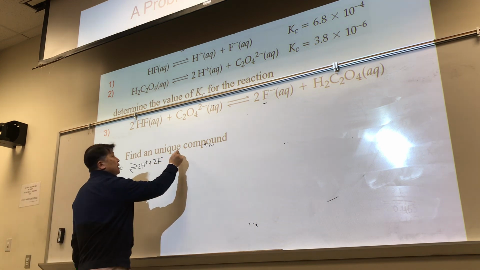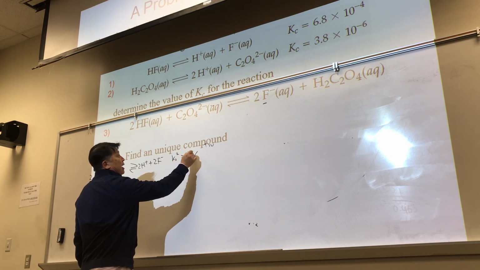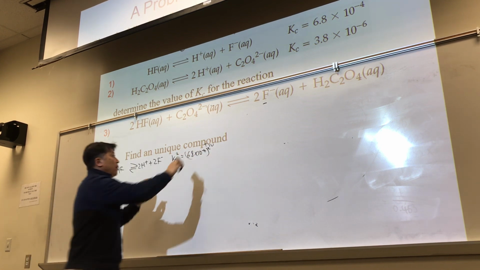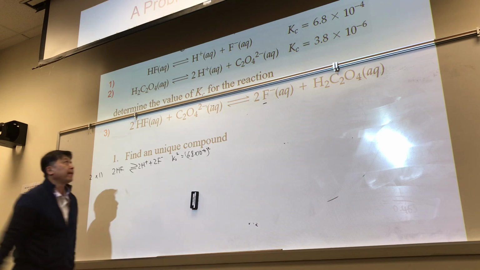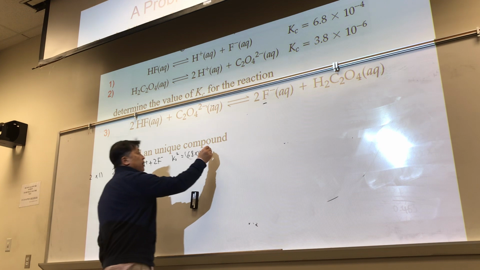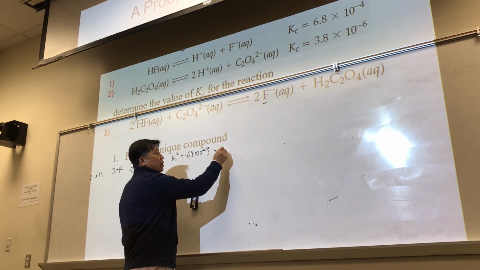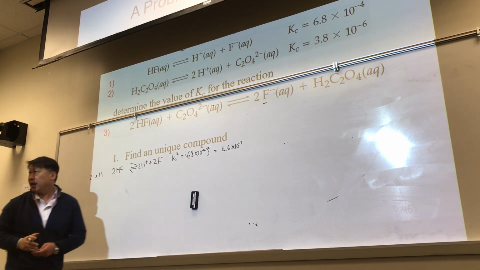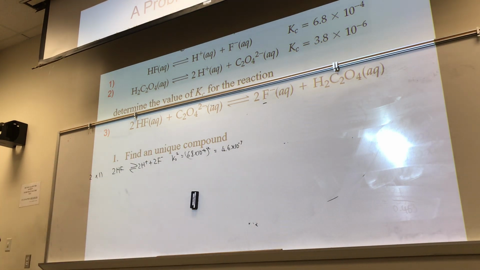So in this case, what is 6.8 times 10 to the negative 4, squared? What is that? Hold on. 6.8 times... 4.624. Just 2 numbers. What is that? 4.6 times 10 to the negative 7. Did you all get that? Yes, no? All right. Then we're done with equation 1. Next, I have to go to equation 2.